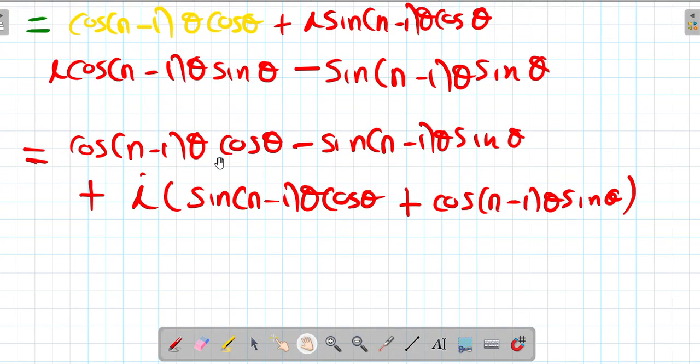Alright, now you should make an observation. Observe that this real part is none other than cos n theta. Let me show you why this is none other than cos n theta. This is none other than the multiple angle formula of cos.